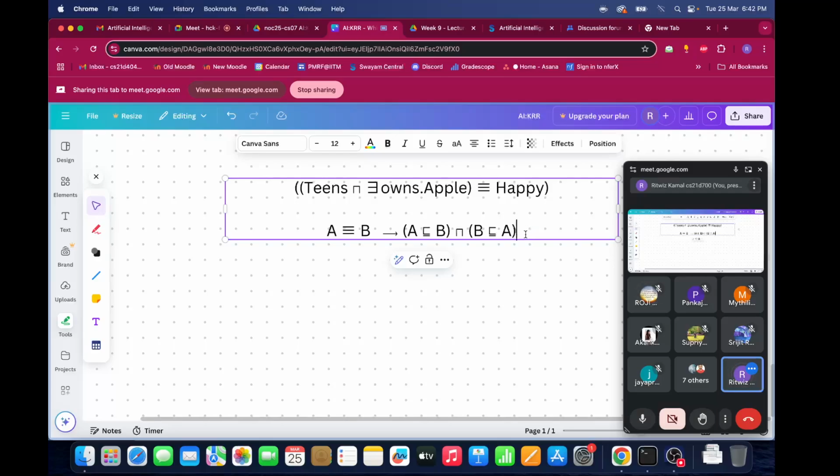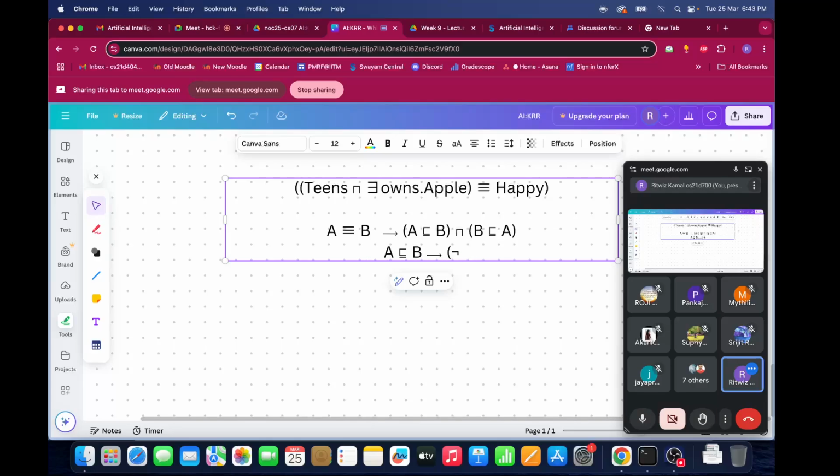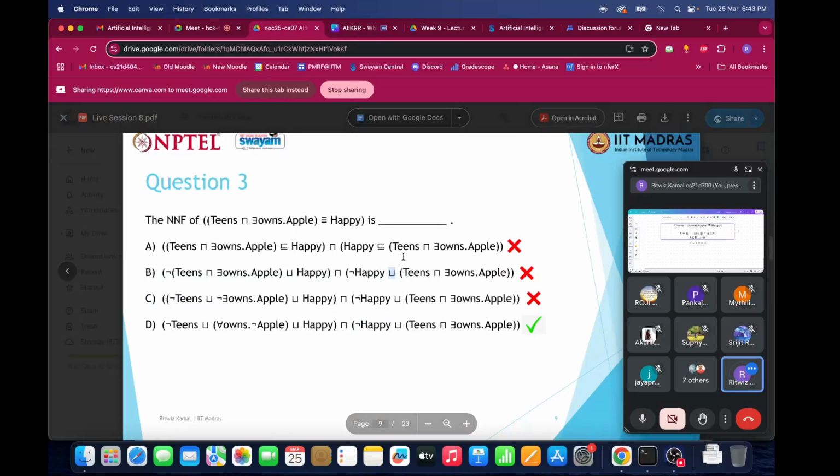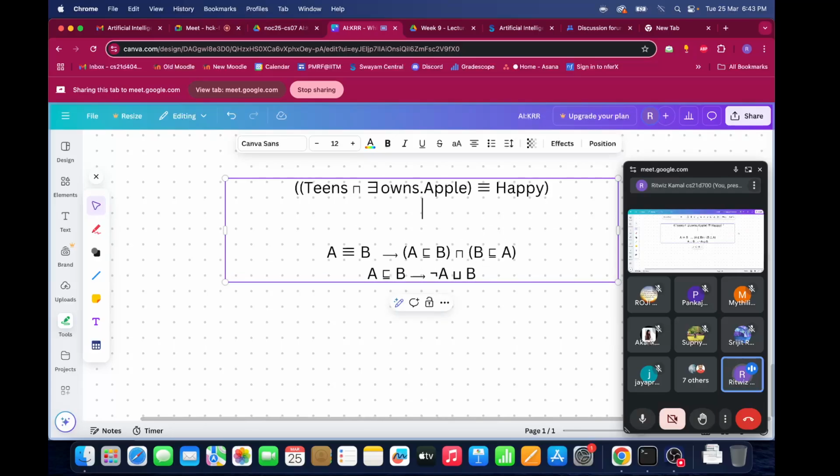Yes, sir. Okay, and then we simplify a subsumption operator further using, so if we have something like A subsumes B, so this we can write as negation of A or B. Okay. Now with these two in mind, let's try to simplify this further.